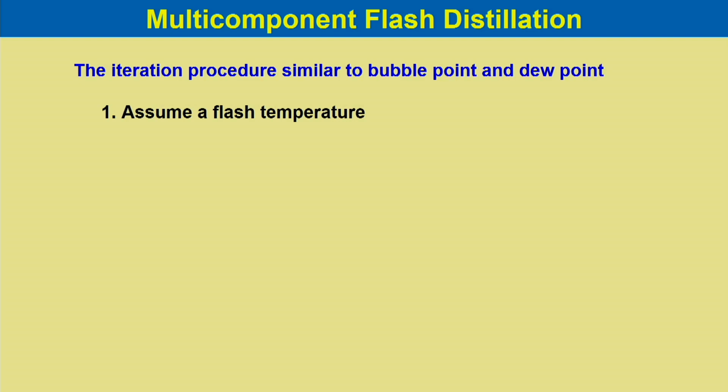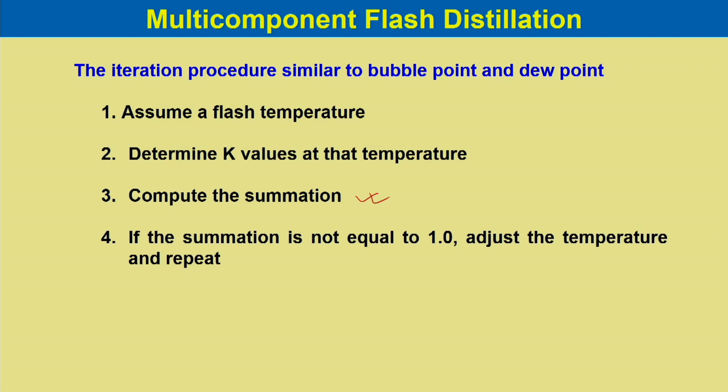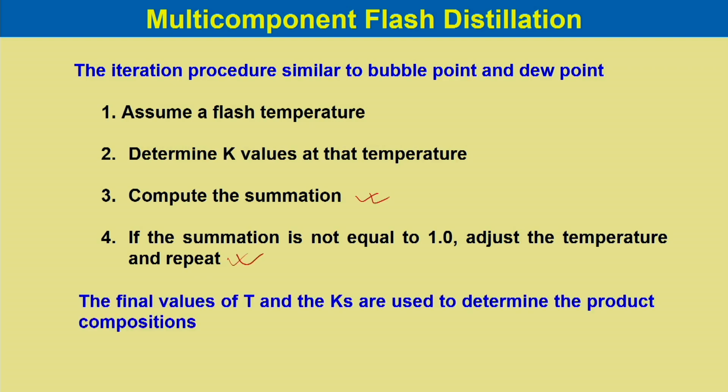So, what we need to do? We need to assume a flash temperature, determine k values at that temperature, and then compute the summation. If the summation is not equal to 1, adjust the temperature and repeat. The final values of T and the K's are used to determine the product composition.